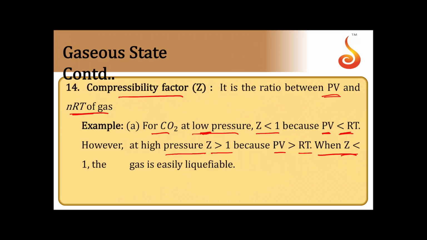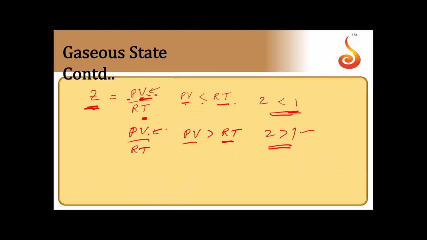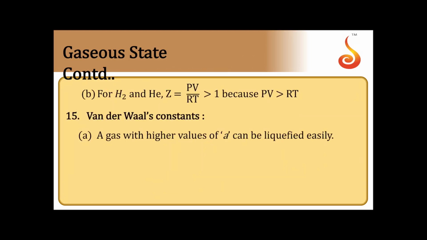Z less than 1 means the molecules are experiencing attractive force. In such a state, the gas can be easily liquefied. So a liquefiable gas will always have a Z value less than 1, which means they are occupying less volume. That is because of the force of attractions operating between the molecules. This is regarding compressibility factor.